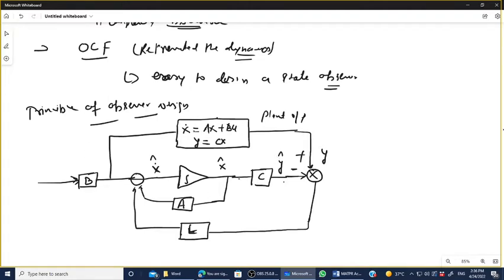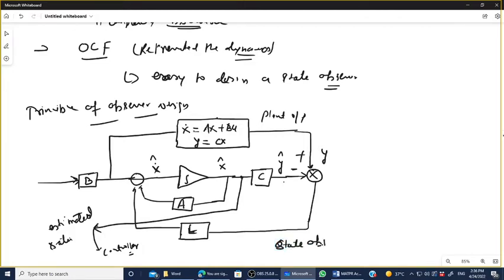And what will it do? At this point you have estimated all the states, right? And this is sent to the controller. So this is the diagram of the state observer.